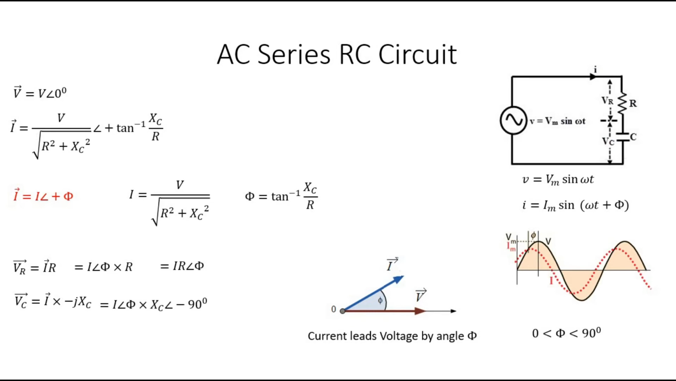So tan inverse of minus infinity is minus 90. So I angle phi, the current, and XC into XC angle minus 90. So it becomes IXC angle phi minus 90. So it will be like this, VC lagging the current vector by 90 degrees. If it is asked about only the magnitudes, VR is I into R and VC is IXC. These are the angles only.